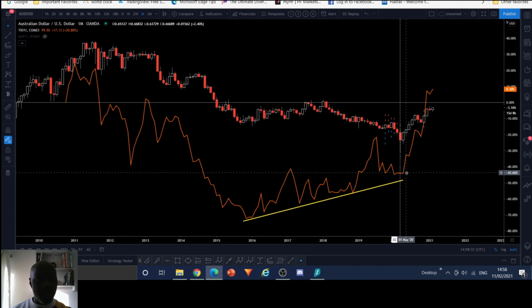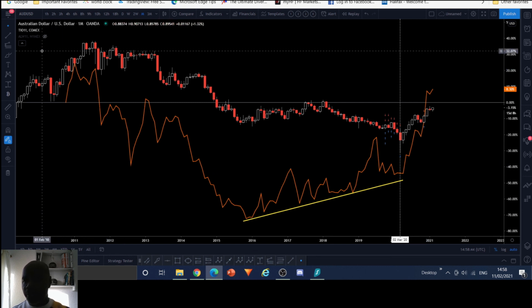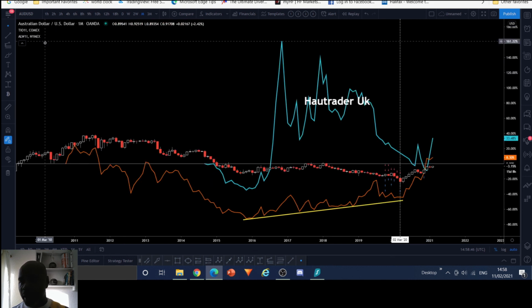I think if we needed any proof that iron ore is playing a big part in this appreciation, here it is on this graph. Okay, let's just get rid of iron ore for a moment and have a look at coal.